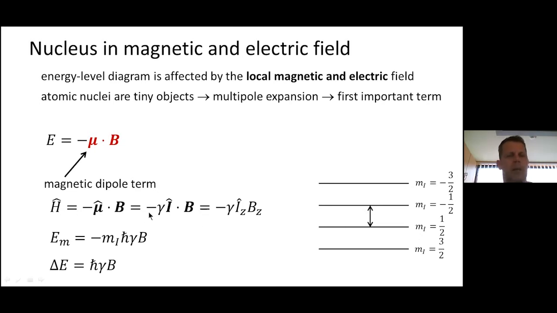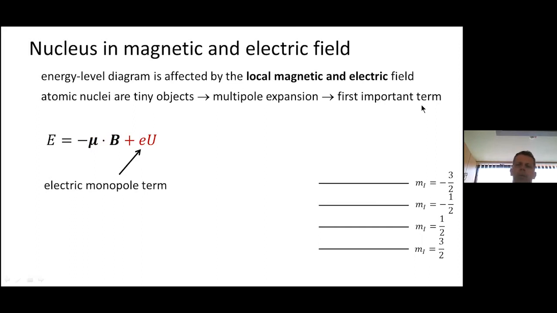Okay, this is the magnetic field contribution. And now I've mentioned, I didn't mention that shortly back, only nuclei that have, of course, spin quantum number larger than 0, so non-zero spin, have non-zero magnetic moment. Okay, now really to the electric contribution to the energy.